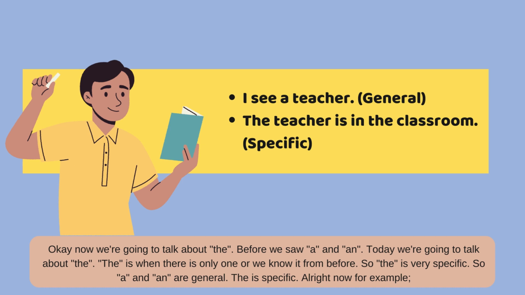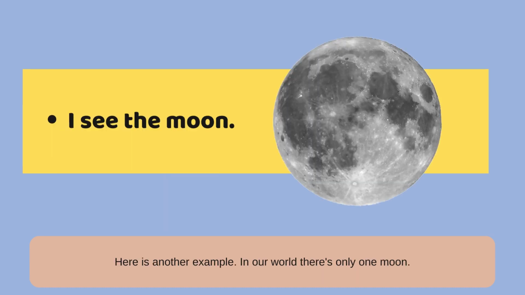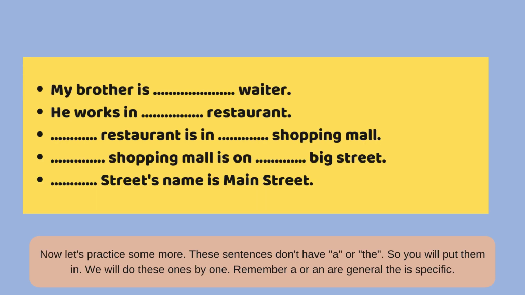Alright, now for example, I see a teacher. The teacher is in the classroom. Here is another example. In our world there's only one moon. I see the moon. Now let's practice some more. These sentences don't have a or the, so you will put them in. We will do these one by one. Remember, a or an are general, the is specific.